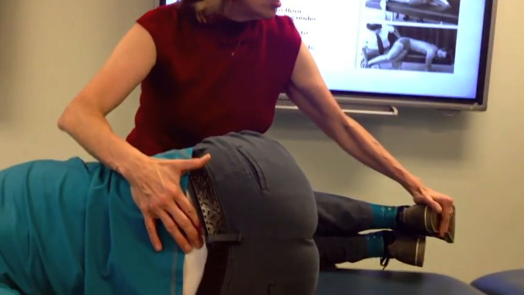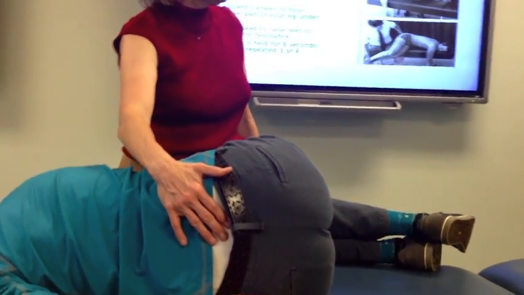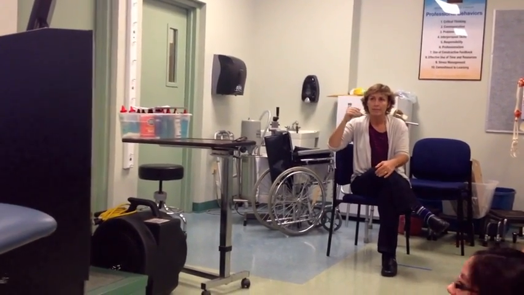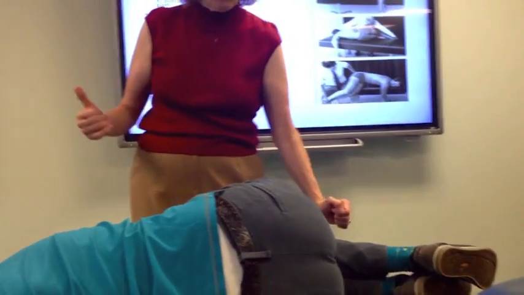And the other point I was just going to make is also after the patient contracts, she's taking up the barriers in all three different planes. I bring it into a little more flexion, I have her rotate a little bit more, and I drop it to the floor a little bit more.